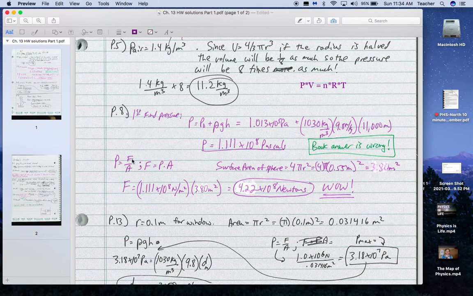And then pressure is equal to force divided by area, and the surface area of a sphere is 4 pi r squared. That is 3.80 square meters. I actually almost screwed this up because the book answer is wrong, and I second guessed myself. So that is 3.80. I will check to make sure that I say that.